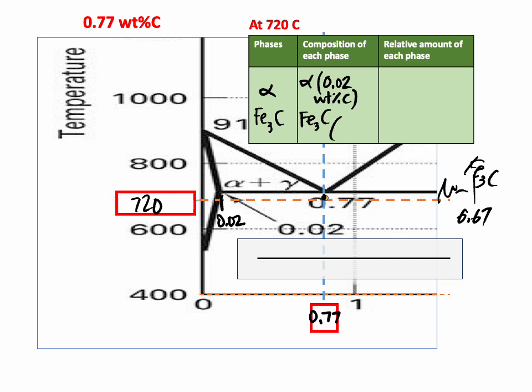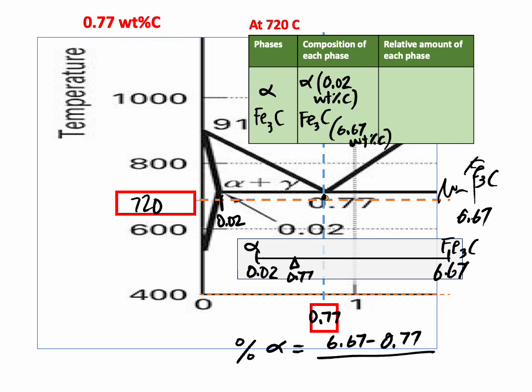Cementite, 6.67 weight percent carbon. So the relative amounts we get from the lever going from 0.02 to 6.67, and my fulcrum is at 0.77. So I have the percent alpha is going to be 6.67 minus 0.77 over 6.67 minus 0.02. So that's 89% alpha. And that means that I have 11% cementite.